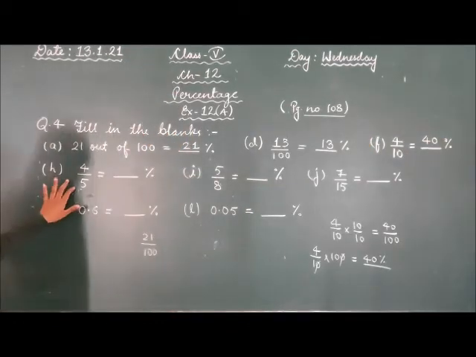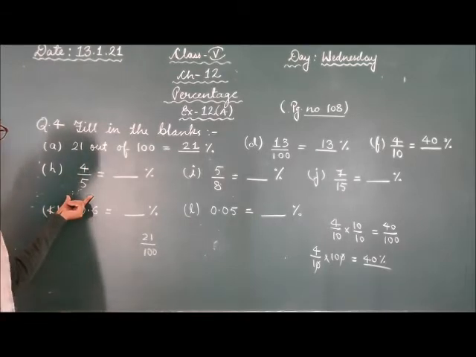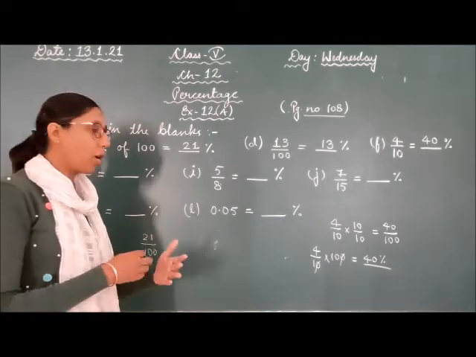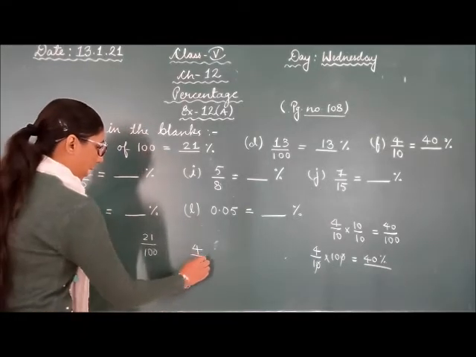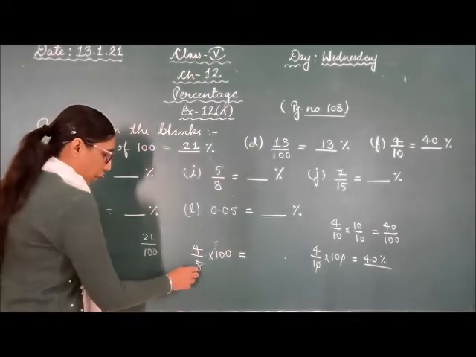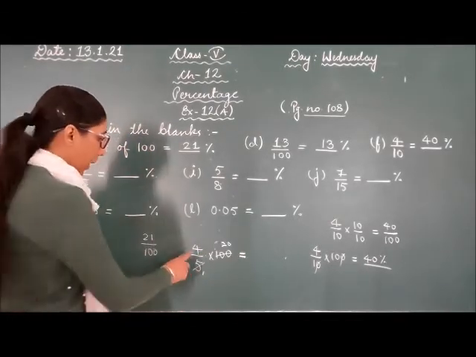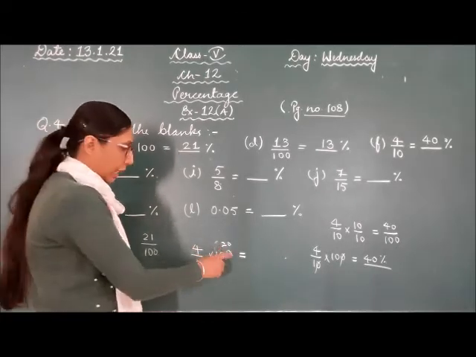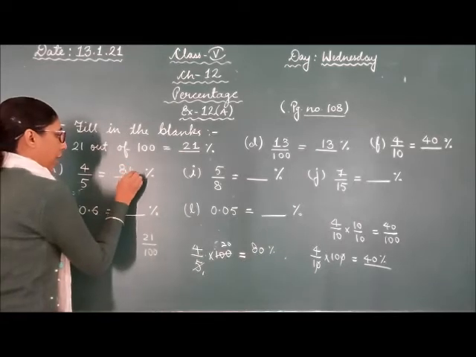Then 4 by 5. Now in this one again we are going to multiply this fraction by 100 so that जो हमारा answer है that will come in percentage. So 4 by 5 multiplied by 100, and so with the table of 5, 100 can be reduced 20 times and 4 into 20 is 80. So the answer will be 80%.